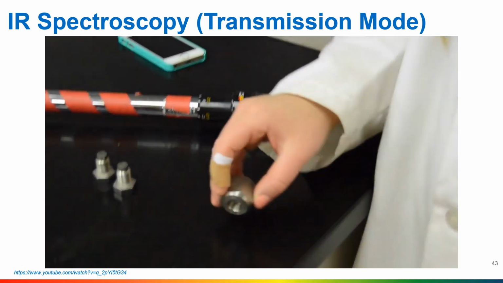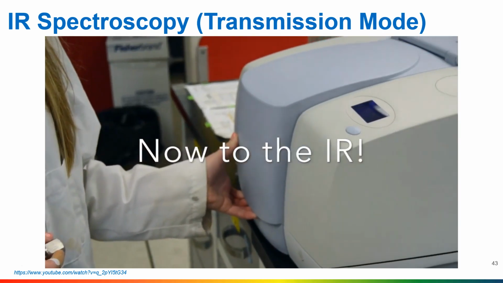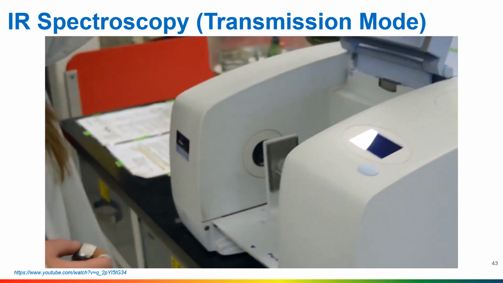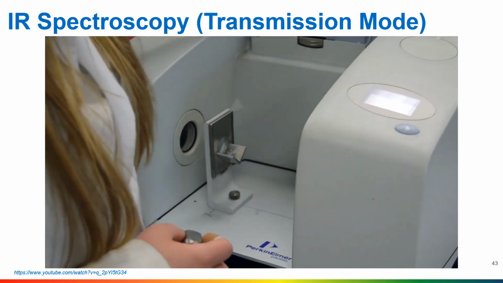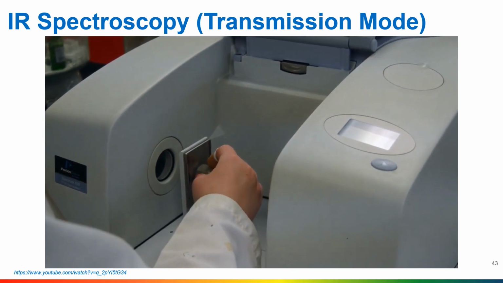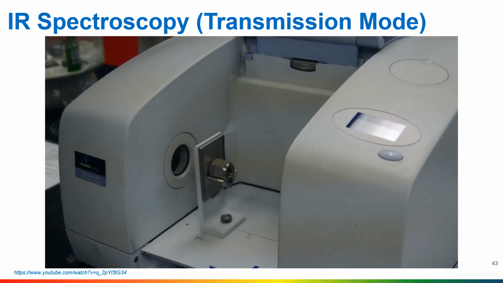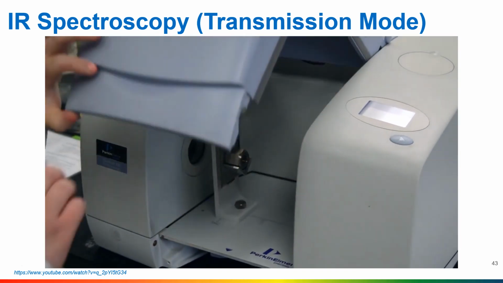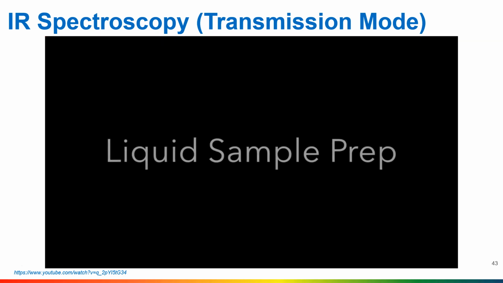Walk your bolt over to the IR and place inside, making sure that the opening is exposed on both sides and can allow the beam to pass through. Turn the IR on and make sure a background scan has been run without the bolt in the machine, and then hit scan. Your spectrum will be produced.